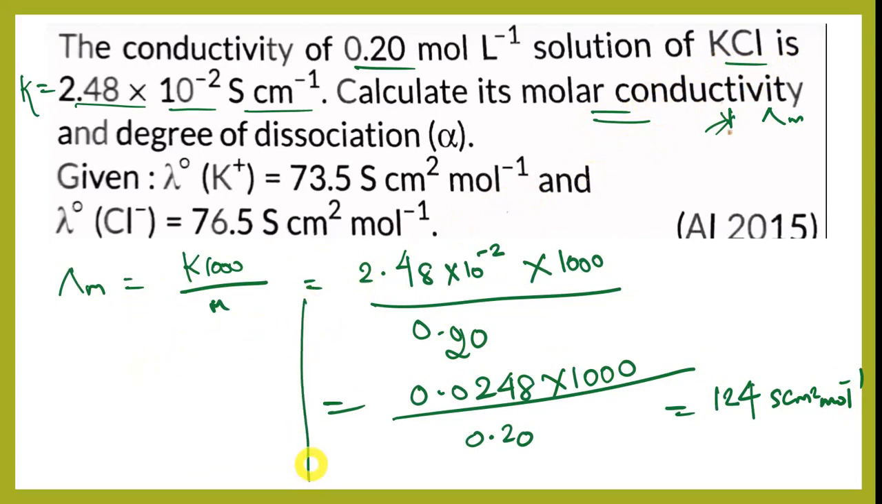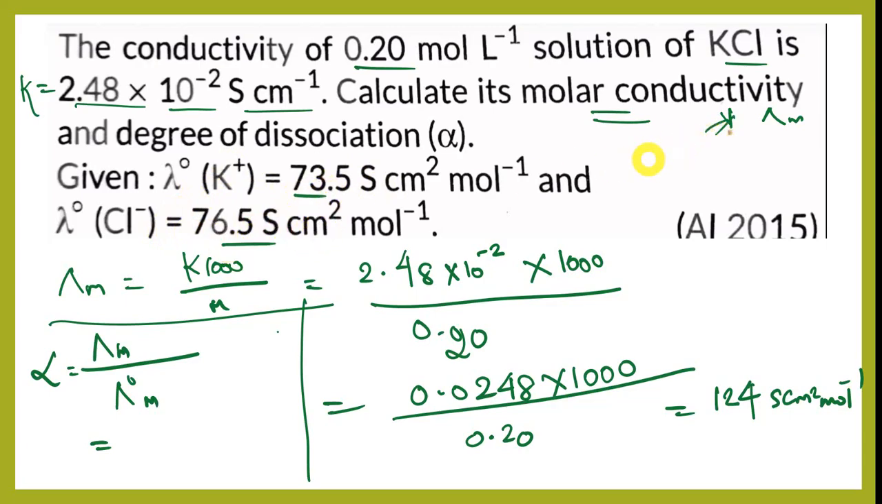So we have to go for alpha now, right? What is alpha? Alpha is equal to molar conductivity by limiting molar conductivity, that is lambda naught m. We can calculate it by using this formula, that is K plus and Cl minus. If we simply add these, we get the lambda naught value of KCl, that is 73.5 plus 76.5.